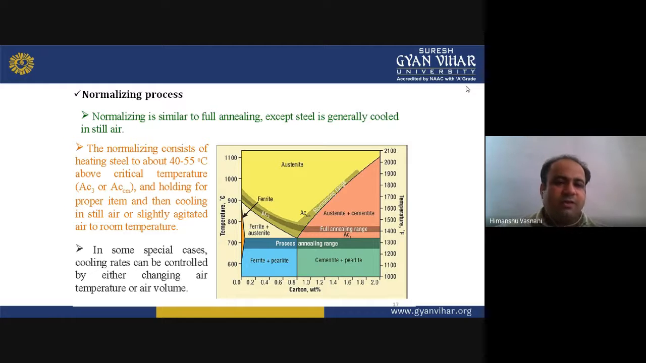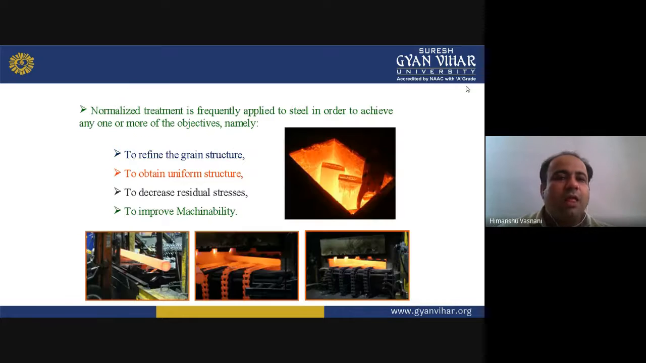Now, in some special cases, cooling rates can be controlled by changing the air temperature or air volume. You can see the diagram showing this. Normalizing treatment is frequently applied to steel in order to achieve any one of these objectives: to refine grain structure, to obtain uniform structure, to decrease residual stresses, or to improve machinability.